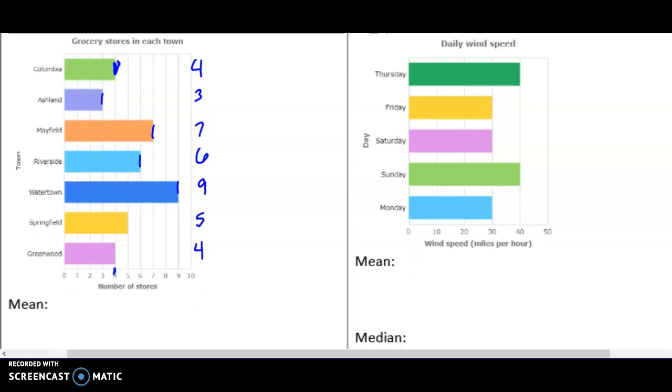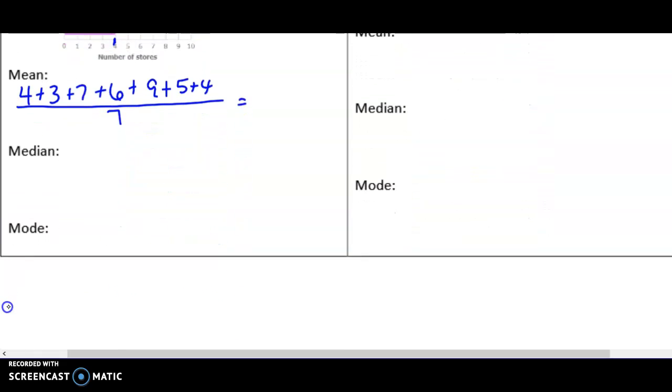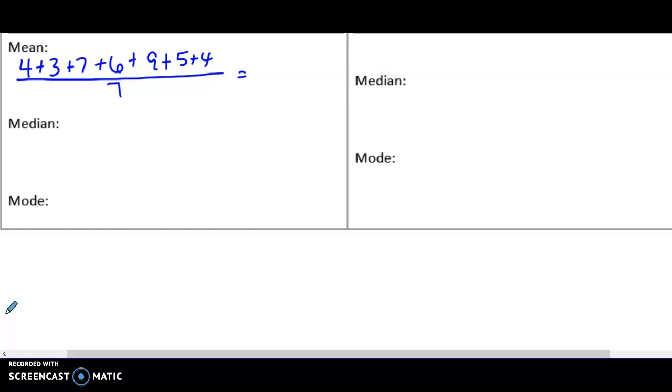So when I figure out what is our mean, those are going to be the numbers that I add up. And then divide it all by how many numbers there are, how many towns there are. So 7. Okay, and then we can calculate it. All right, so if we add up all those numbers, we get 38. Dividing it by 7 gives us 5.42. Let's just go 5.4. Round it to the nearest tenth. Okay, there's about 5.4 grocery stores in each town.